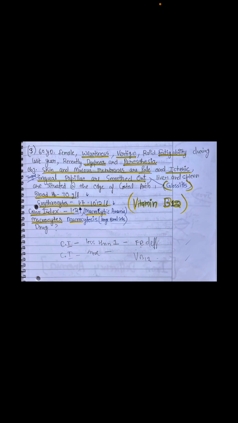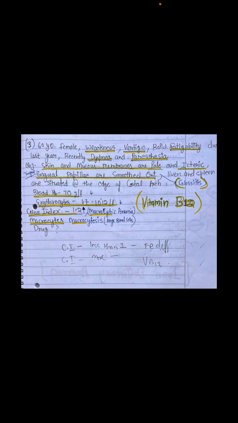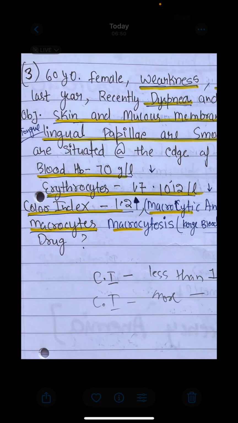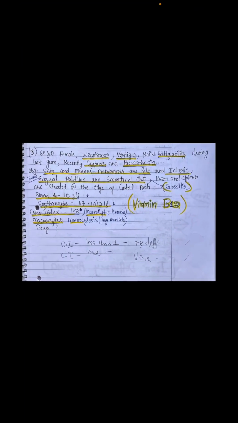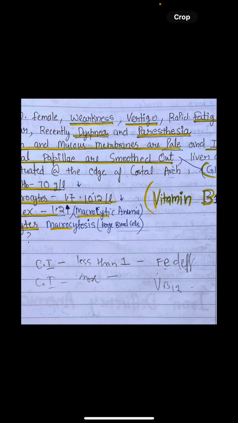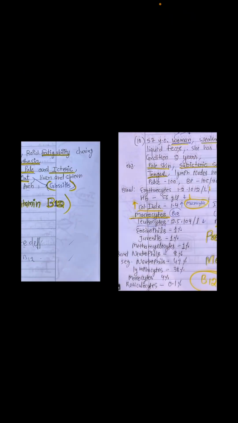The next case also says something about glossitis. Glossitis: skin and mucous membranes are pale, and the tongue's papillae are smoothed out. So this is what glossitis is. Hemoglobin is low, erythrocytes are low, color index is high. Color index high means what? High is more than 1, and high means vitamin B12 or megaloblastic anemia. So you can read the question.